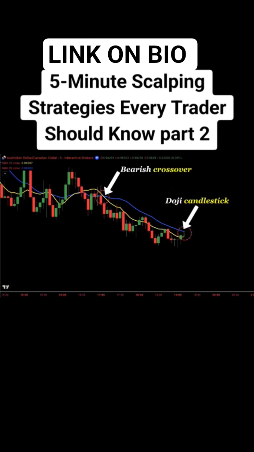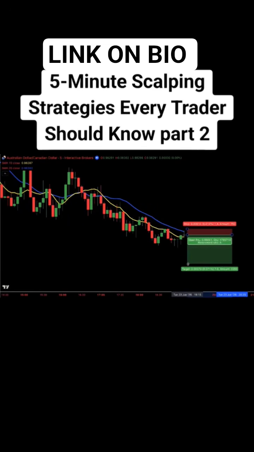Once the doji candle closes, place your sell entry at the close of the candle. Set your stop loss just above the pattern and stay in the trade until price closes above the 10 simple moving average, which is our exit signal.